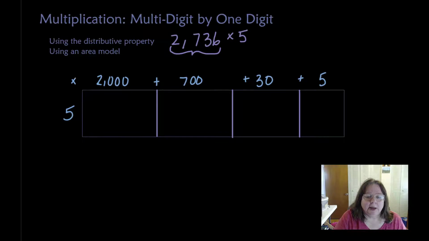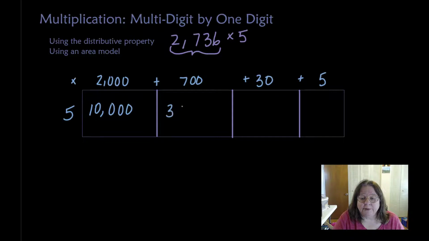Okay, 2,000 times 5. Well, 2 times 5 is 10. And then because we've got the 1,000 in there, we've got 3 zeros. 700 times 5. I use what I know. 7 times 5 is 35. But this is 700, so we need to make sure we get those zeros there. 3 times 5 is 15. But it's 30 times 5, so we add a 0. And 5 times 5 is 25.